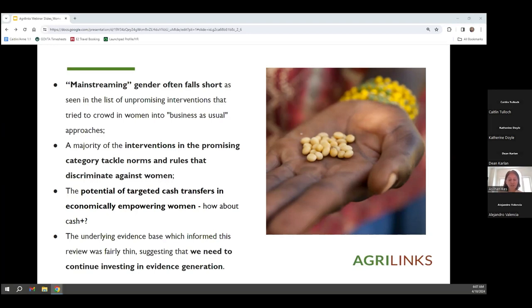So there's more evidence needed, and more research will probably get us more and more nuance on the mechanisms of how these interventions work and how we can maximize the sustainable and impactful results out of these interventions.